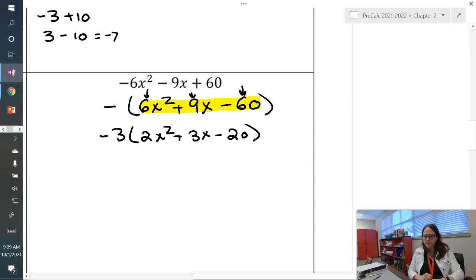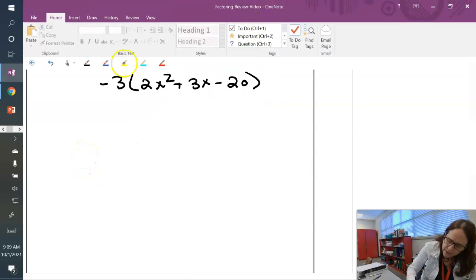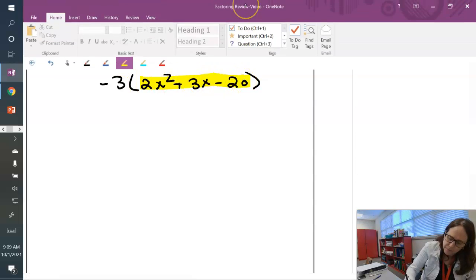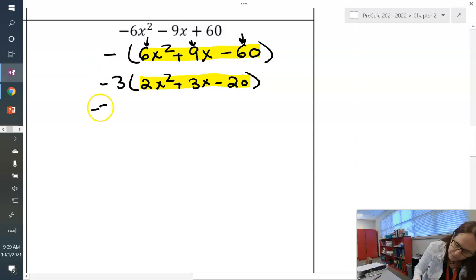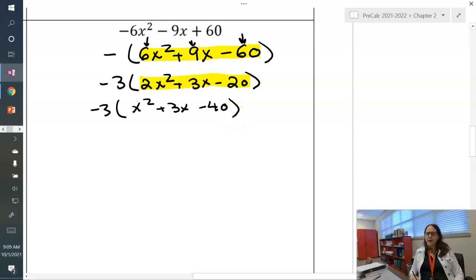Slip and slide. Again, just focus on what's inside. So I'm going to do slip and slide just on the inside here. So negative 3 carries down. Slip the 2. I get x squared plus 3x minus 40. All right, factor like normal.